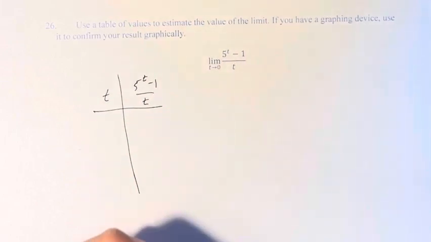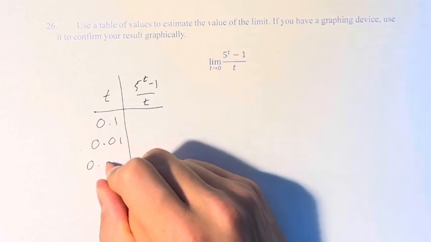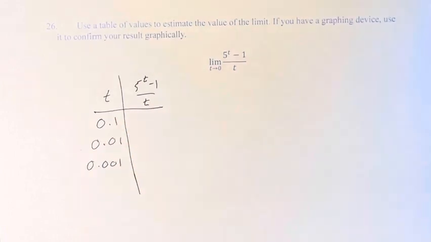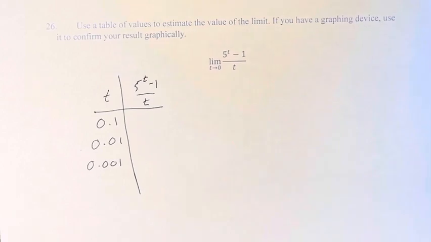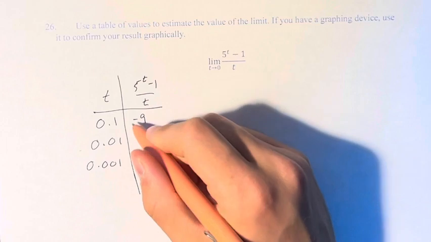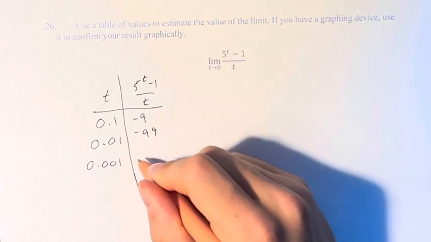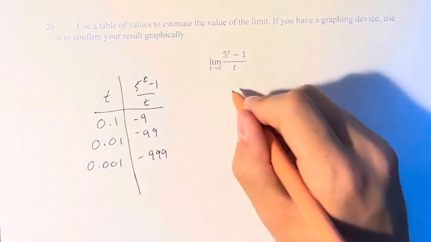So for values that are closer and closer to 0, we can do 0.1, 0.01, 0.001, so these are getting closer and closer. By plugging these in, and obviously you can use your calculator, we get the following values. You get 9, 99, and 999. So you can probably see the pattern there.